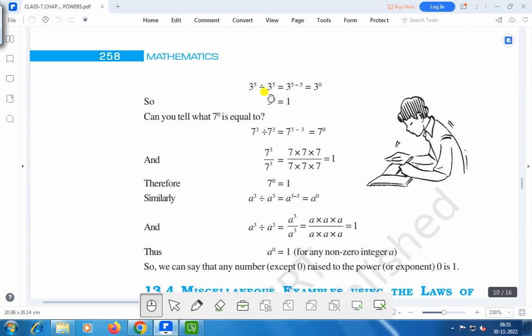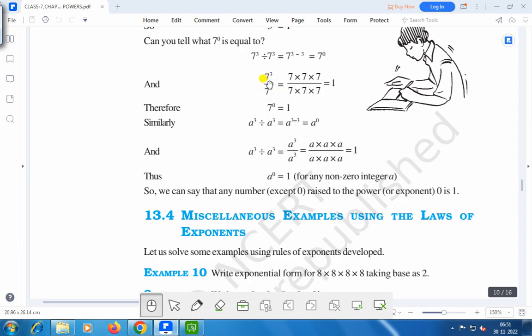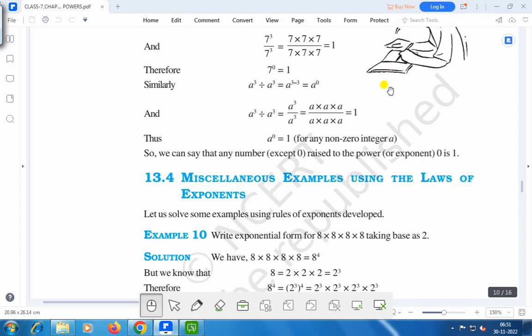Here, 3 to the power 5 divided by 3 to the power 5 is 3 to the power 5 minus 5, which is 3 to the power 0. So 3 to the power 0 is 1. Can you tell what 7 to the power 0 is equal to? It is also equal to 1. Here you see 7 to the power 3 divided by 7 to the power 3 is 7 to the power 3 minus 3, which is 7 to the power 0, and that comes to 1. That means 7 to the power 0 is equal to 1.